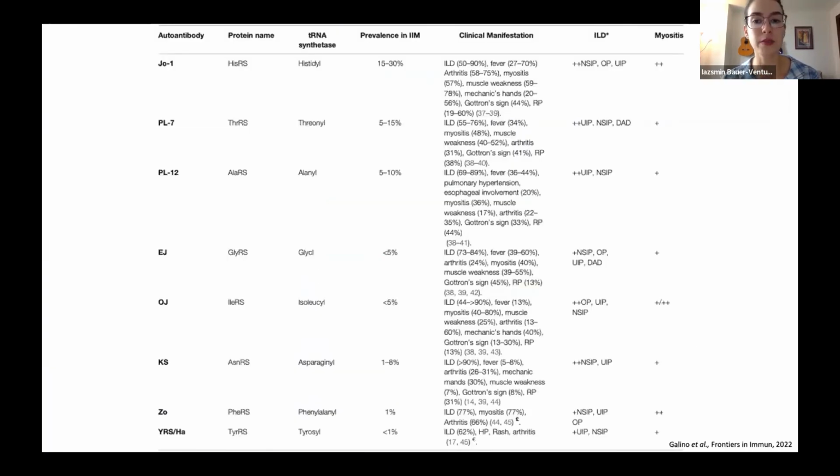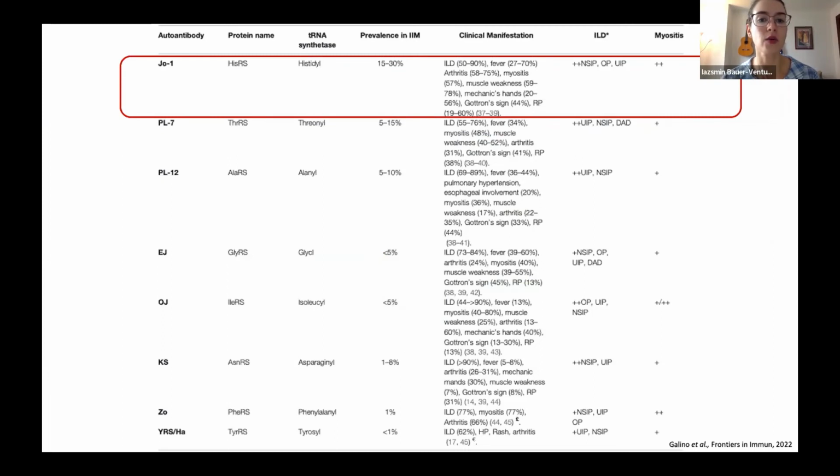These are all the antibodies that we have so far identified with antisynthetase syndrome. And as I mentioned, ILD is the most important clinical manifestation. Anti-Jo1 is the one that was first described and the one that is most common.